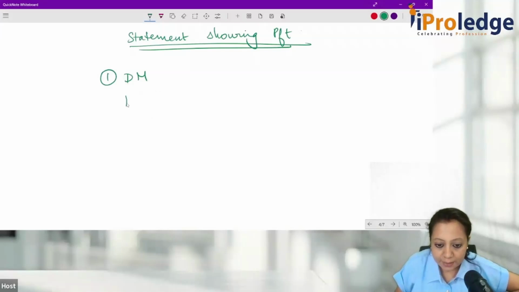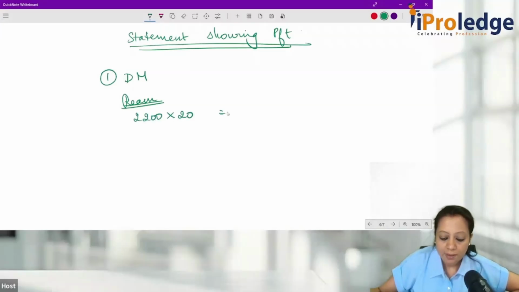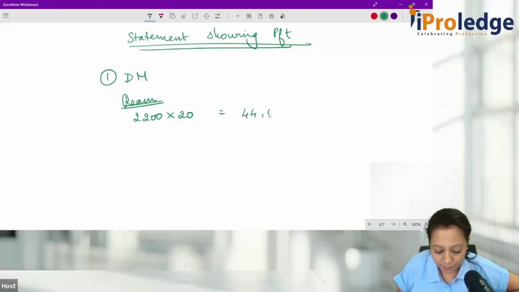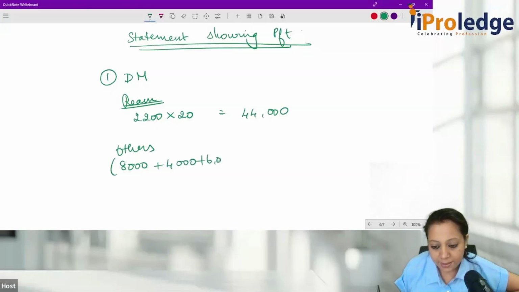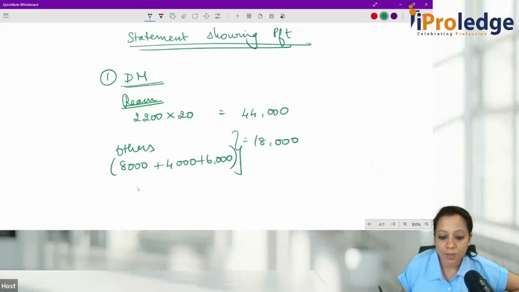So it is going to be a ream of papers, which is going to be 2,200 into 20. How much is it? Is it 44,000? Yes. And other material also we will add. Others are what? 8,000 plus 4,000 plus 6,000. 6 plus 4 is 10 plus 8, 18,000. Wonderful. So direct material is over.